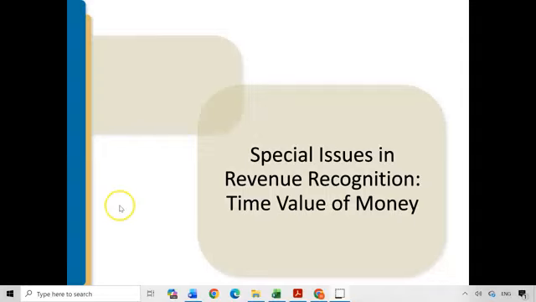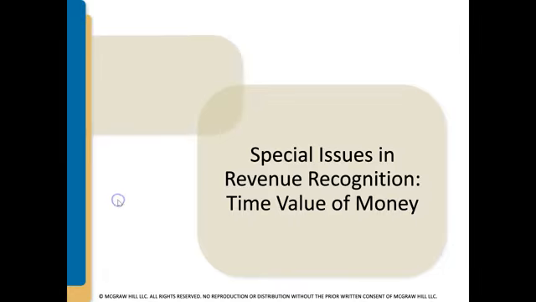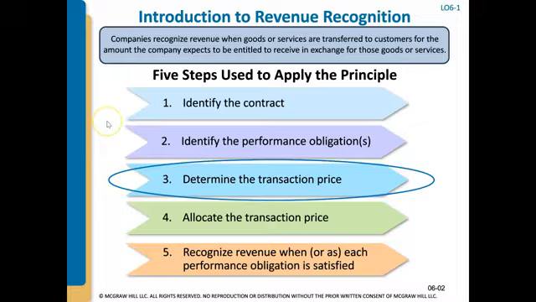Hello, in this video, we'll be going over special issues in revenue recognition, specifically the time value of money component. Companies recognize revenue when goods or services are transferred to customers for the amount the company expects to receive in exchange for those goods and services. I like to repeat the definition of revenue on every single one of these videos because it's so important. And the 5 steps used to apply that principle are identify the contract, identify the performance obligation or obligations, determine the transaction price and then allocate it, and when do we recognize the revenue.